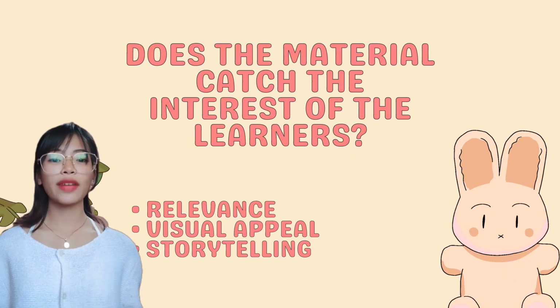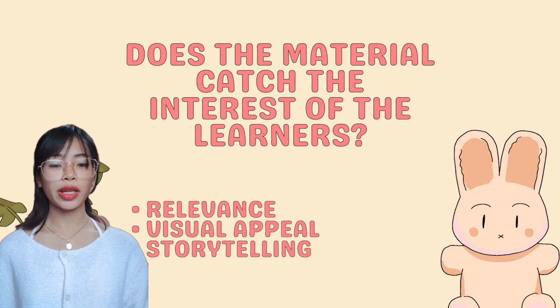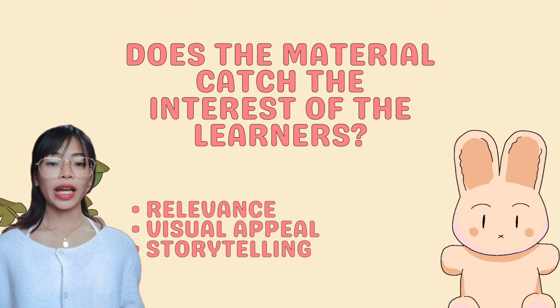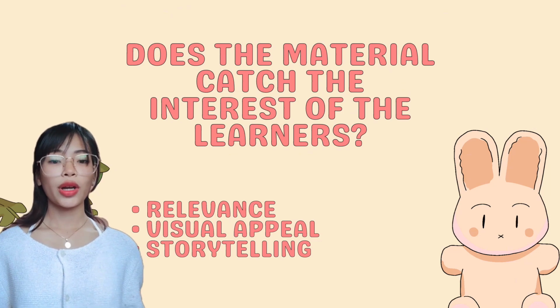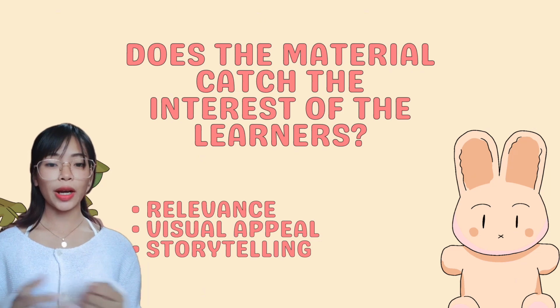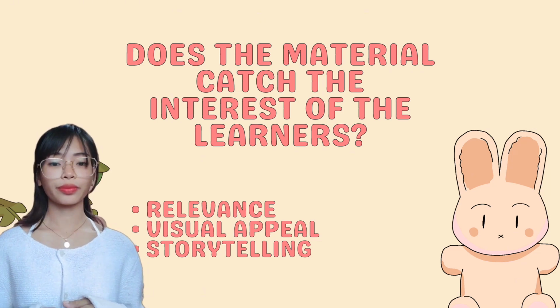Now second, we have the visual appeal. It incorporates visuals such as images, diagrams, videos to enhance the engagement. Visuals should align with the content and be well integrated. For example, a graph illustrating population growth during an environmental science lesson can make the material more engaging.